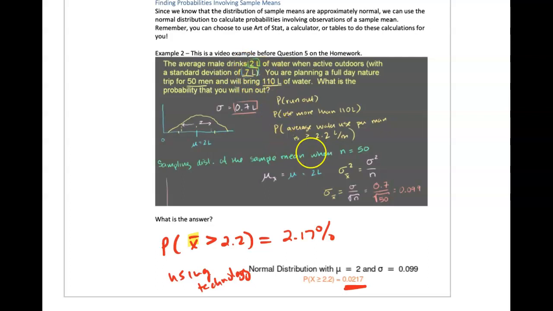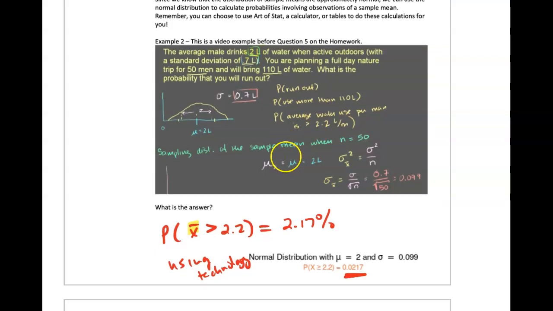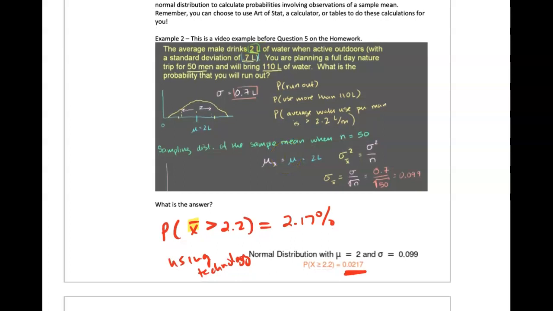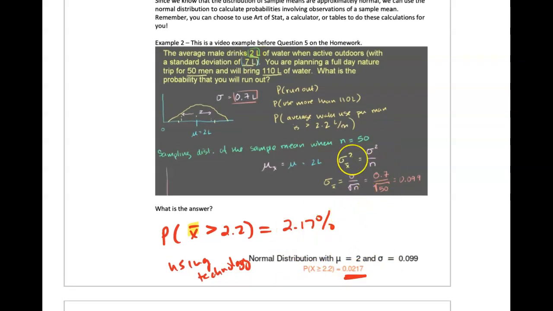And then now we're looking and analyzing what will happen, the probability, not of an individual, but of a sample. In this case, a sample of 50 men. And so you would use the ARTISTAT, and you see this calculation here where we get that answer using the ARTISTAT. But look at the video for that one.